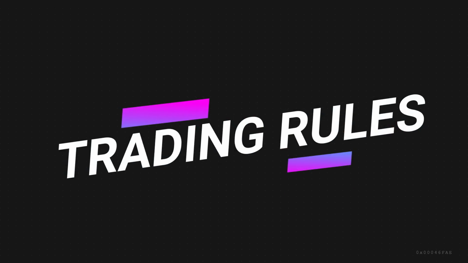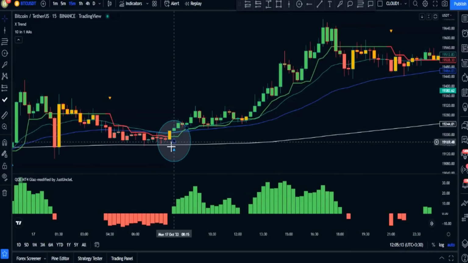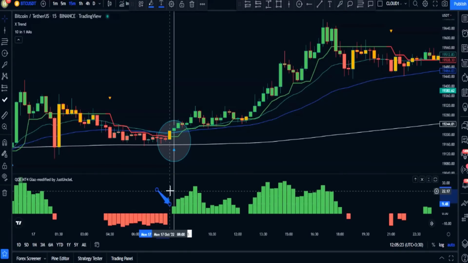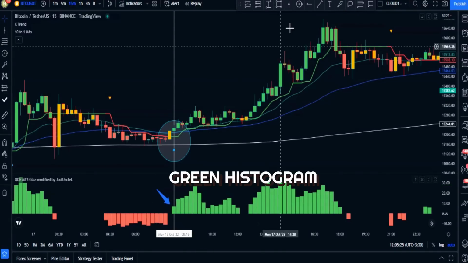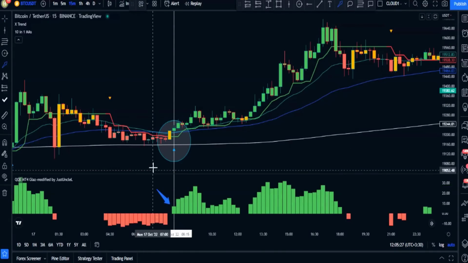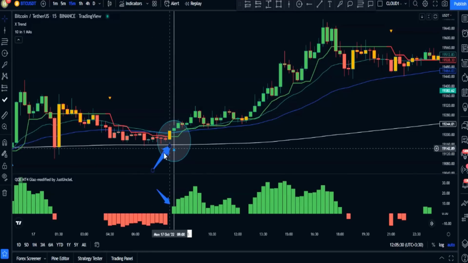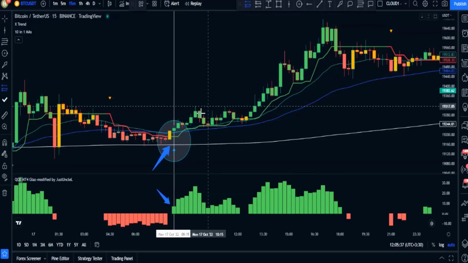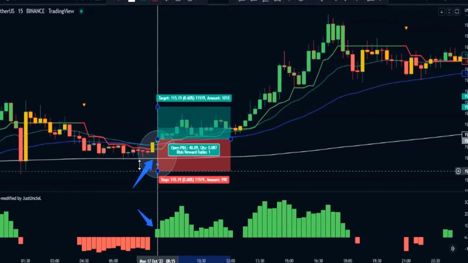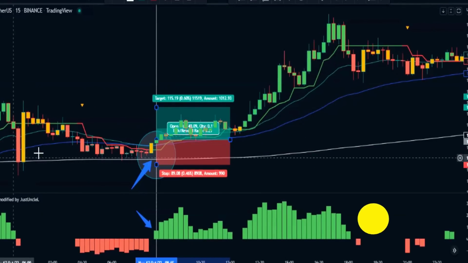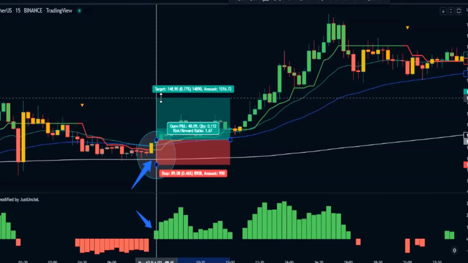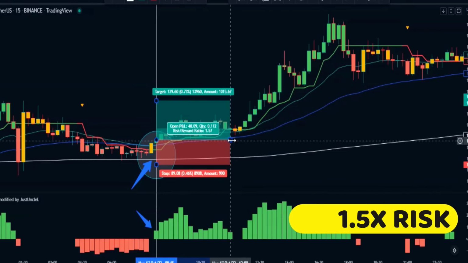Now let's get into the trading rules. We're only going to be looking to buy whenever we have a buy signal by the X-trend indicator. To confirm the buy signal, the histogram of the QQE should be green and above the zero level. And then the close of the trigger candlestick must be above all three moving averages: 200, 50, and 20. So when all these conditions are met, we can place our buy order at the close of the trigger candlestick. And we're going to set our stop loss slightly underneath the recent swing low. And in this strategy, we're going to be targeting 1.5 times the risk for our take profit.